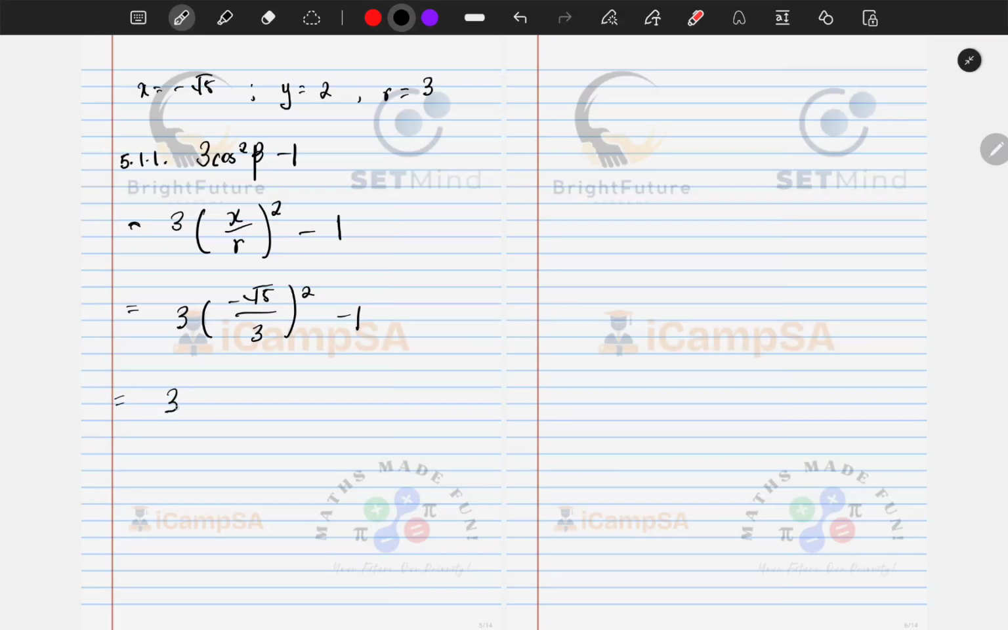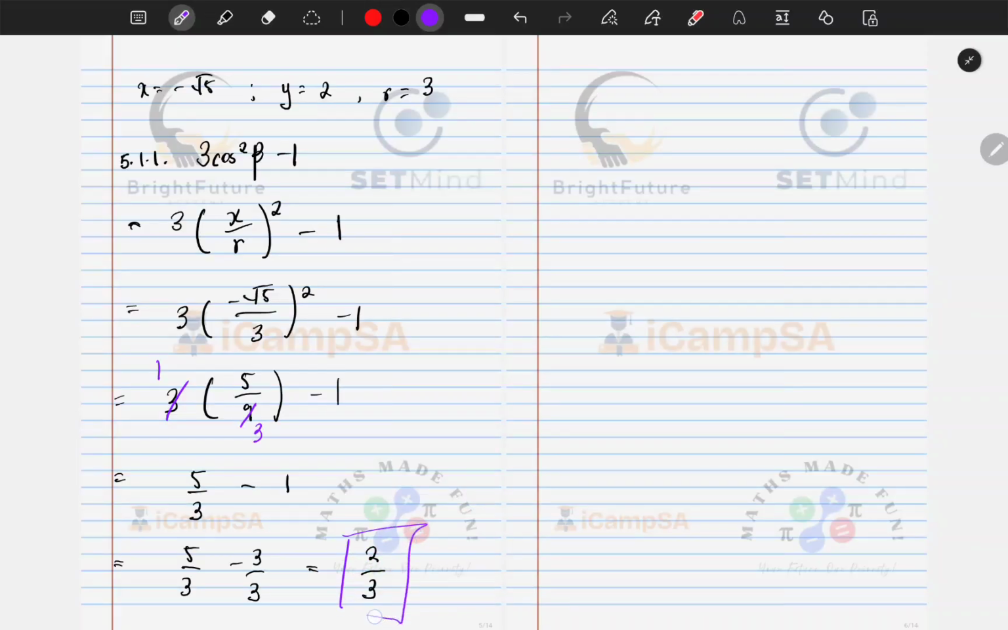And then now I can simplify. I have 3, right? And then the square root will cancel, so it's going to be 5 over 3 squared, which is 9, minus 1. And then now 3 goes once here and 3 goes 3 times here, and then I'll be left with 5 over 3 minus 1. And this is the same thing as 5 over 3 minus 3 over 3, which is equal to 2 over 3, right? So this is my answer.